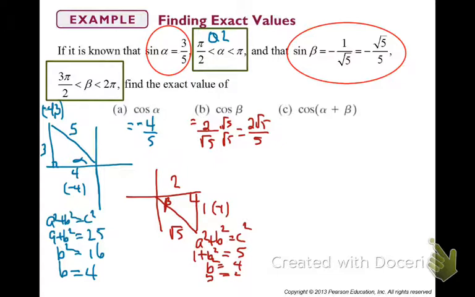So let's just write it down. Cosine of alpha plus beta is your cosine of alpha times your cosine of beta minus your sine of alpha times your sine of beta.